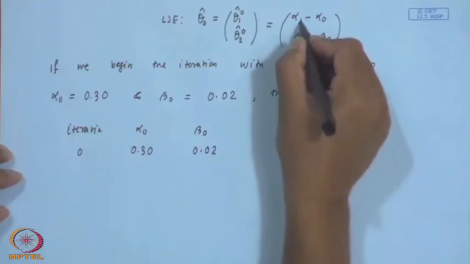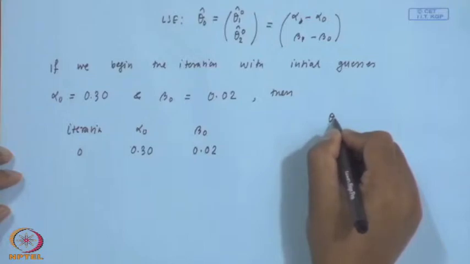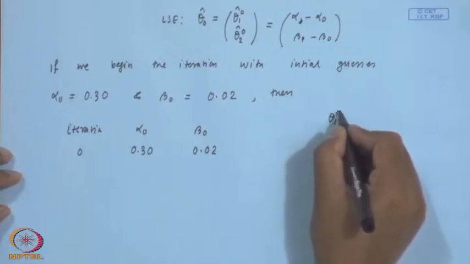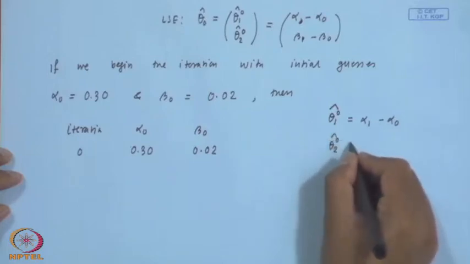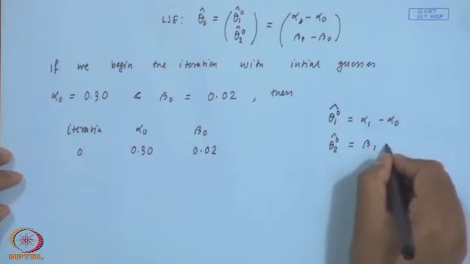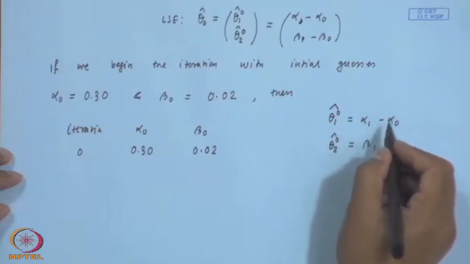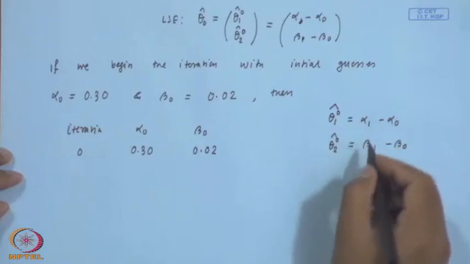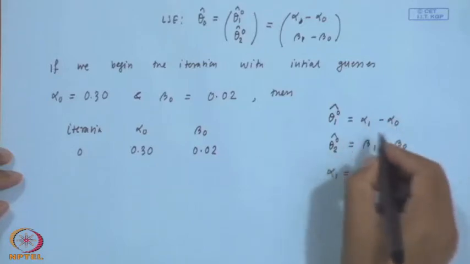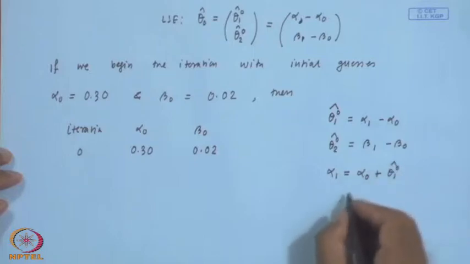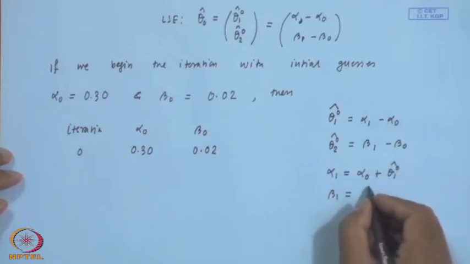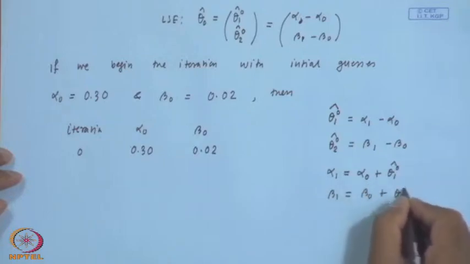This is how we got the least squares estimation of the parameters theta. What we have at this moment is theta 1 naught hat, which is equal to alpha 1 minus alpha naught, and also theta 2 naught hat, which is equal to beta 1 minus beta naught. But we consider alpha 1 as the improvement of alpha. Now, alpha 1 is alpha naught plus theta 1 naught hat, and beta 1 is equal to beta naught plus theta 2 naught hat.